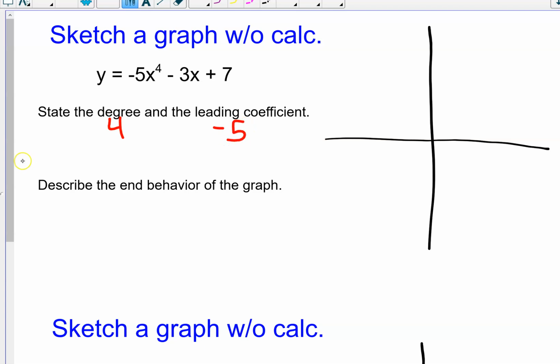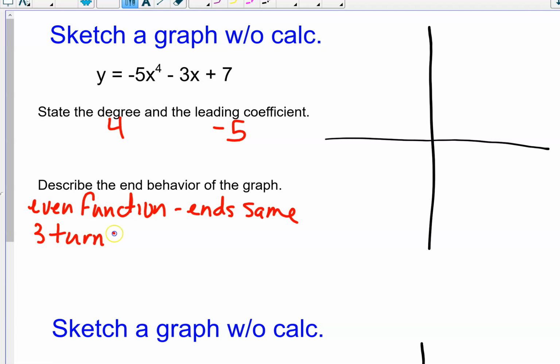We know this is an even function. We know that, which means the ends are the same, right? We know there are 3 turns because it's 1 less than the degree. We know that it's a negative a, so the ends are down. And we know there are 4 solutions.